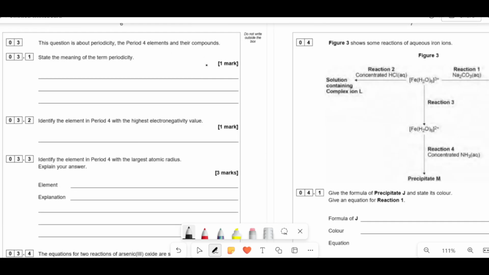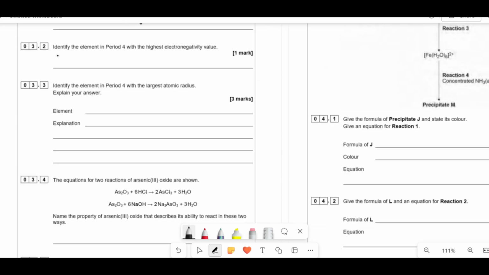This question's about periodicity. The period 4 elements of their compound. State the meaning of the term periodicity. So it just means that you've got repeating patterns of physical or chemical properties. So then it says identify the element in period 4 with the highest electronegativity value.